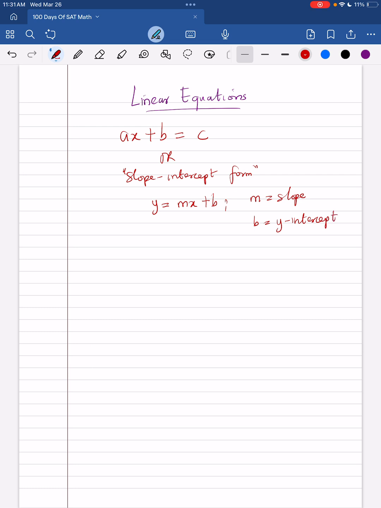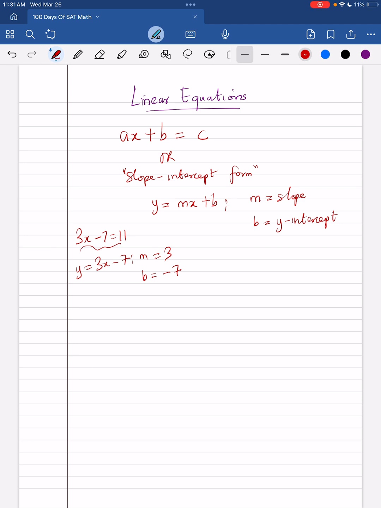For example, in day 2, we had an equation 3x minus 7 equals 11. This is a linear equation because we can represent it by y equals 3x minus 7. All right, and here the slope of the line is 3 and the y-intercept is negative 7. All right, now let's see this graphically.